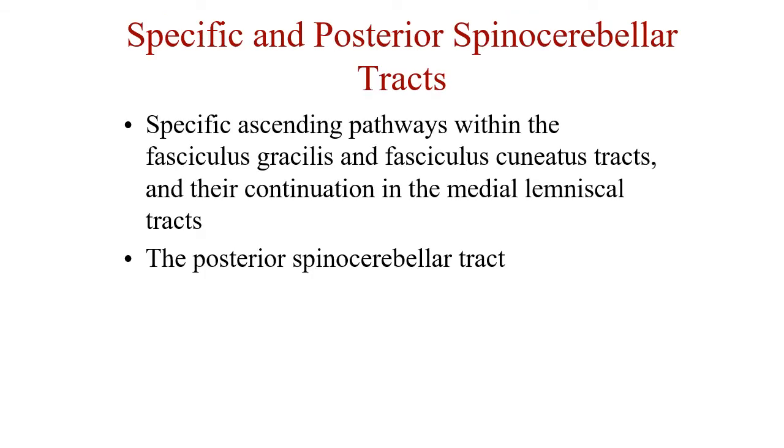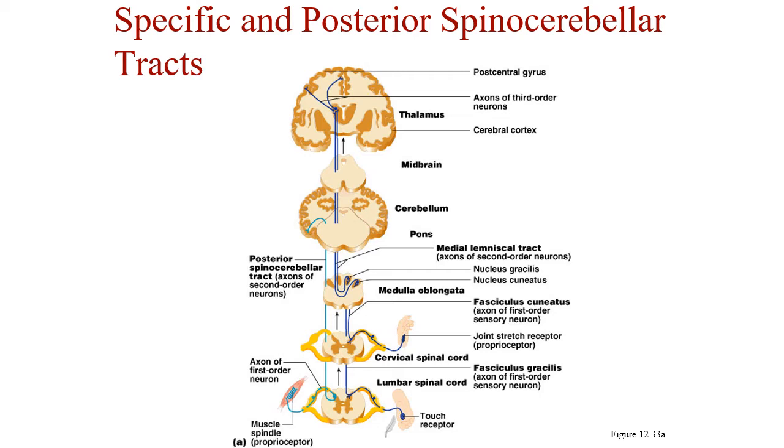Our specific pathways ascend, and they're going to go within the fasciculus gracilis and the fasciculus cuneatus. And so these 2 tracts are where we're going to see information continuing on up. This is going to be a continuation into the medial lemniscus. And so we'll see the medial lemniscus tracts continuing on from there. And then we have the posterior spinocerebellar tract. And so this is going to be sending information up to the cerebellum. So we have proprioceptive information for that spinocerebellar tract.